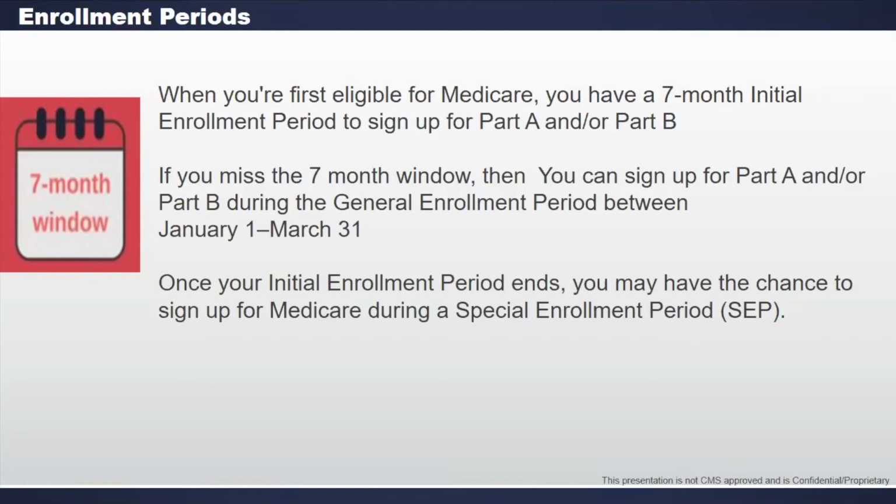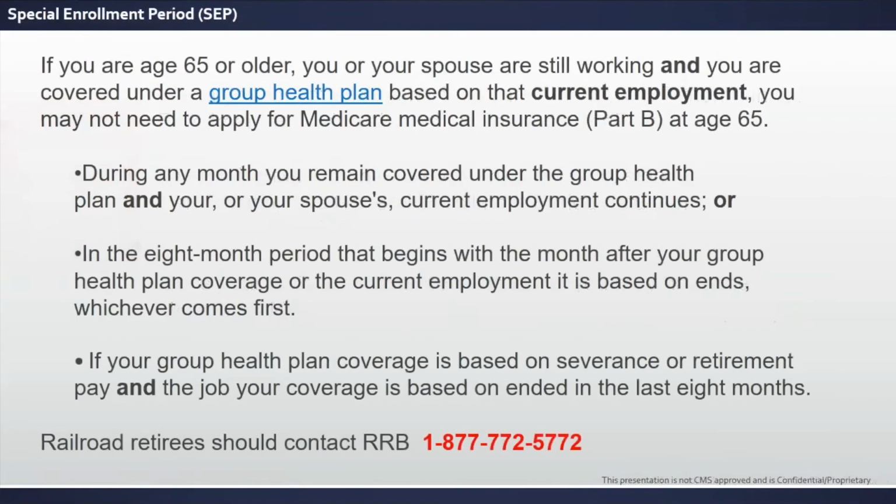Now, there is an SEP for this. If you are eligible under the SEP, you can do that. Okay. There's only one SEP, and that SEP is based on your current employment. If you lose your group or employer health coverage, you're able to enroll at that time. Now you have an 8-month window from the time that your group coverage ends in order to sign up.